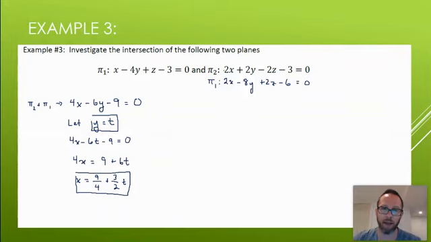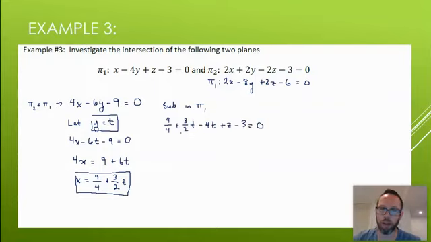And I can plug that into any one of my planes to get only z and t. And then I can solve for z. So I'm going to sub this into, let's say pi 1. That looks easy. So I get 9 over 4 plus 3 over 2t minus 4t plus z minus 3 equals 0. And we have to solve for z.